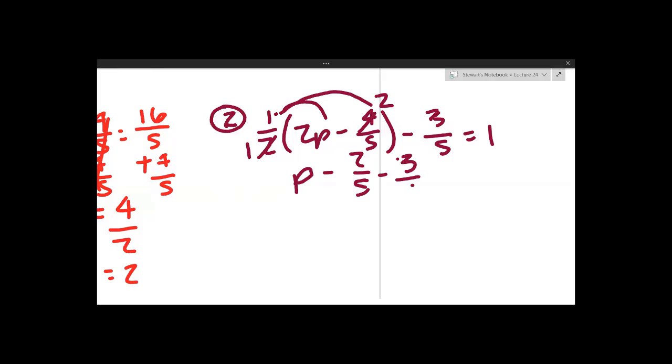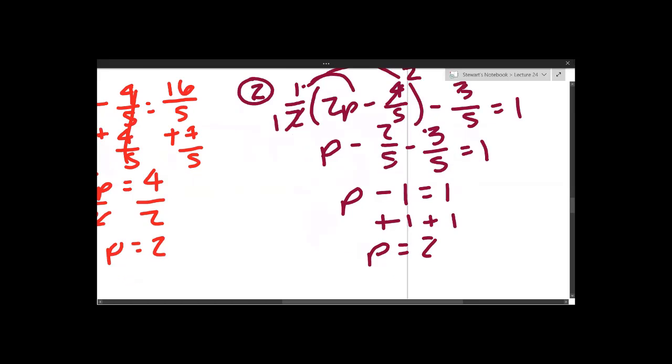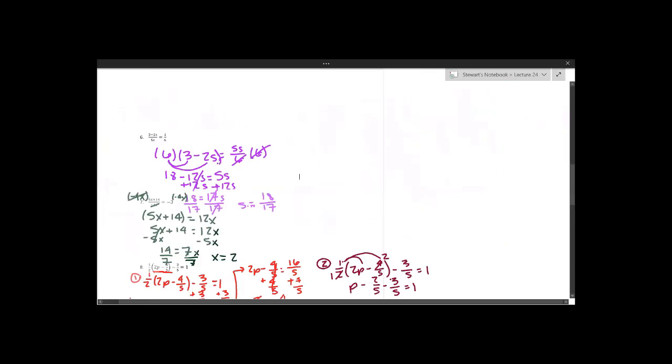Minus 3/5 equals 1. And then negative 2/5 minus 3/5 is negative 5/5. So that's negative 1. So you have p minus 1 equals 1. And then you can add 1 to both sides to get p equals 2. Same both ways. It's just two different ways to think about it.